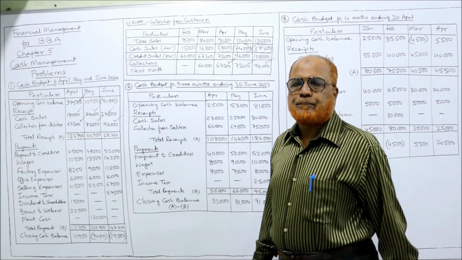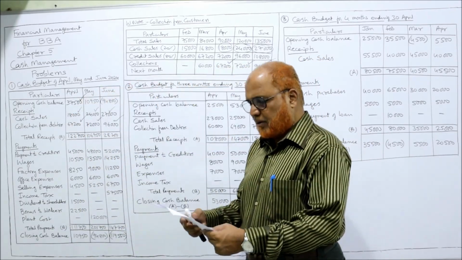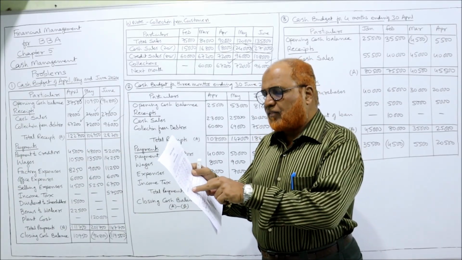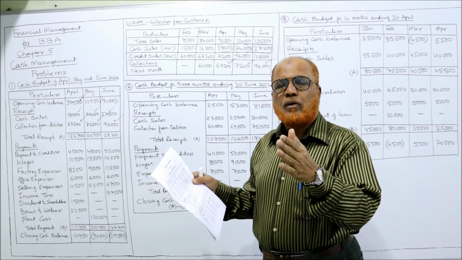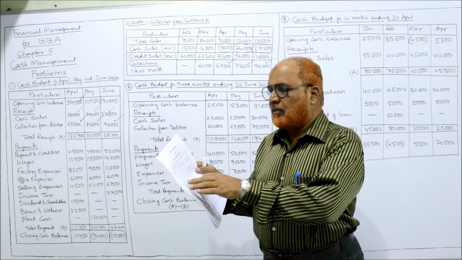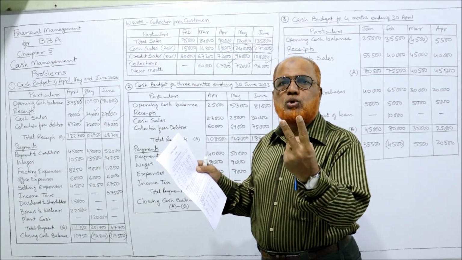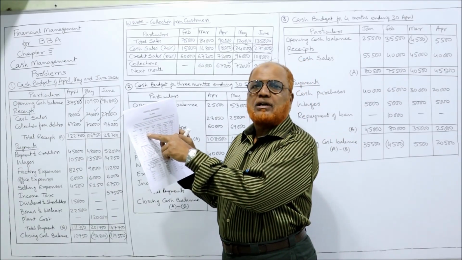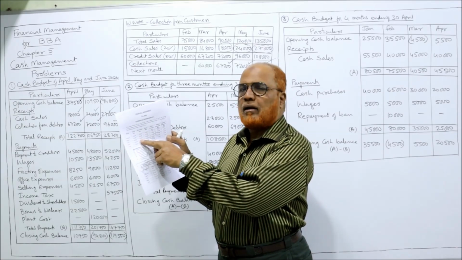Now payments. How are the payments made? See carefully. Payment to creditors, suppliers. The period of credit allowed by supplier is 2 months. So what we purchase in February will be paid in April. February, then March, April, 2 months. So how much are the purchases for February? 45,000 is the purchase of Feb. It will be paid in April.